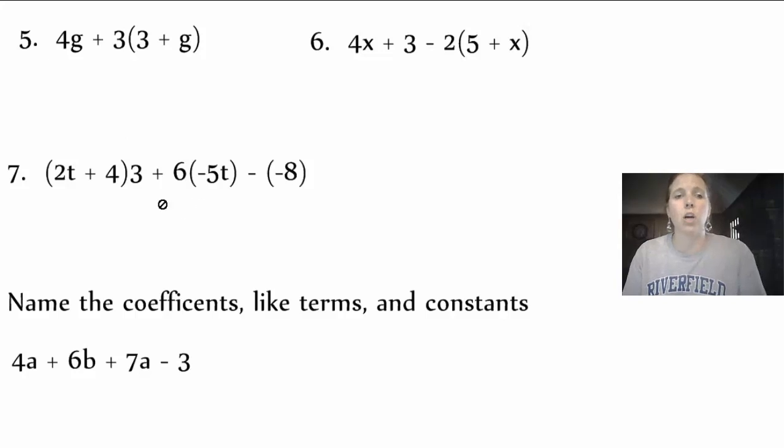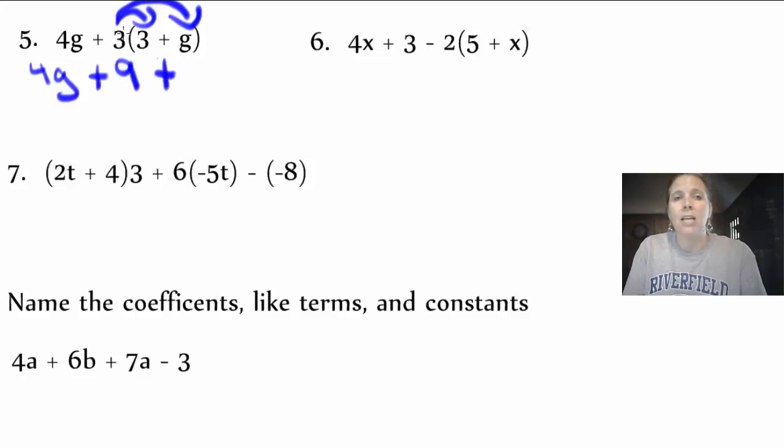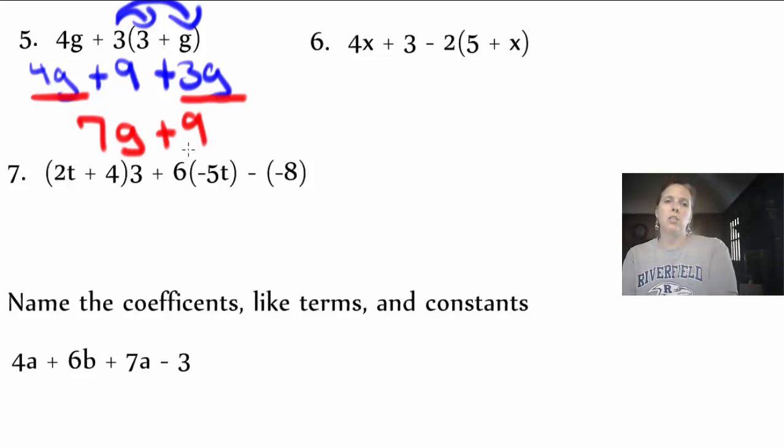Okay, moving on. These are a little harder, so let's see. We have to do the distributive property first. You always distribute first. So we're not doing anything with this 4g yet. We're going to take this 3. Remember our distributive property? So we have 4g plus 3 times 3 is 9, plus 3 times g is 3g. Now we're going to combine our like terms. 4g plus 3g, 7g plus 9. There's nothing to add that 9 onto.